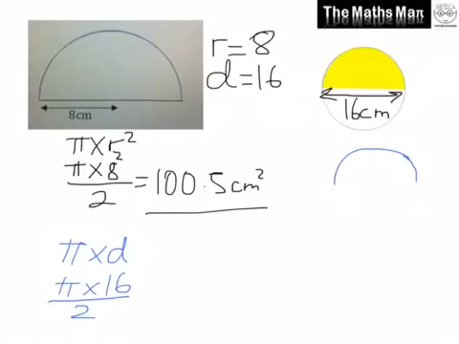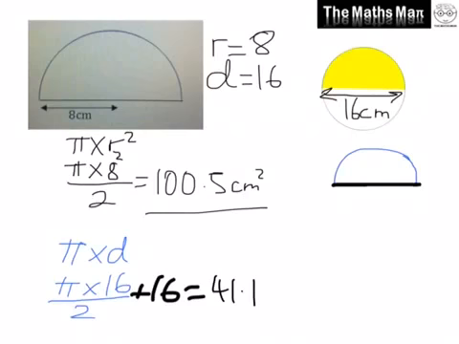Now we still need to add in this part here. Now that, as we see from our diagram up here, is another diameter. So we're going to have to plus another 16 to our answer. And if you put that all into our calculator, we get 41.1, and this time our units are just centimeters because we're just finding a length. So that there would be the perimeter of that shape.